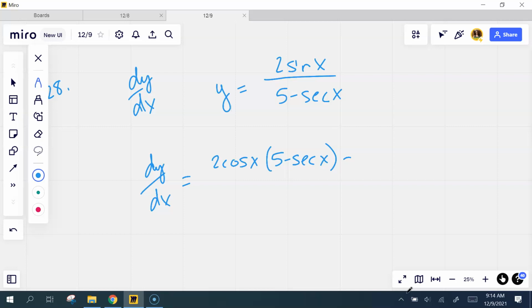All right, derivative of the top times the bottom minus the top times the derivative of the bottom. What's the derivative of 5? Don't have to worry about it. What's the derivative of secant x? Secant x tan x. But it's a negative. I don't need a chain rule here because it's just x, right? Is everybody okay there?